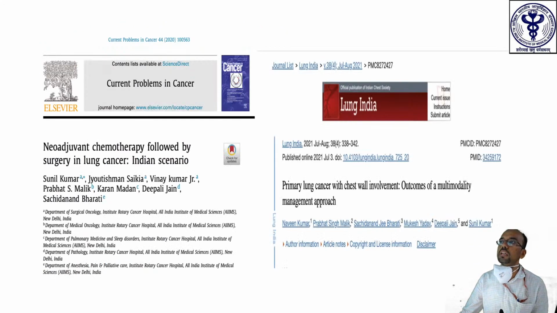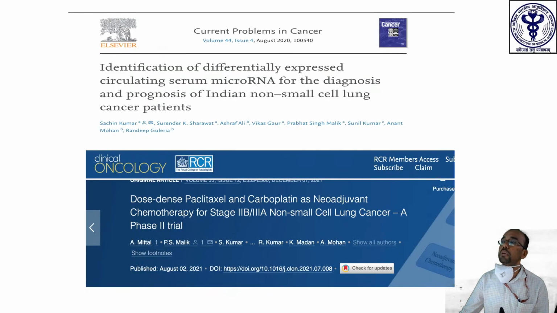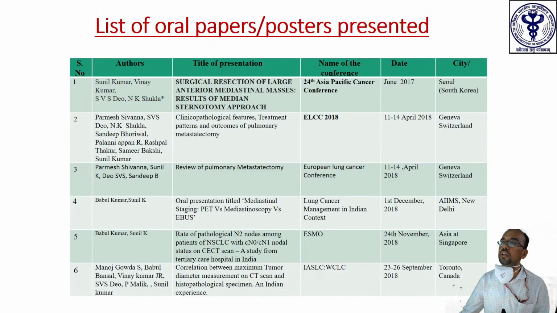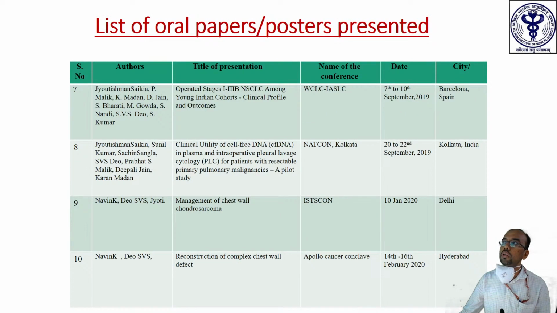These are a few important studies published from the thoracic database. One of the important was neoadjuvant chemotherapy followed by surgery, because we have very limited data of neoadjuvant chemotherapy in lung cancer patients. The second one is primary lung cancer with chest wall involvement, which is not common. These are other papers we have published. The upper one is based on translational research, and the second one is a randomized control trial. And this is the list of papers and posters published and presented in various conferences.